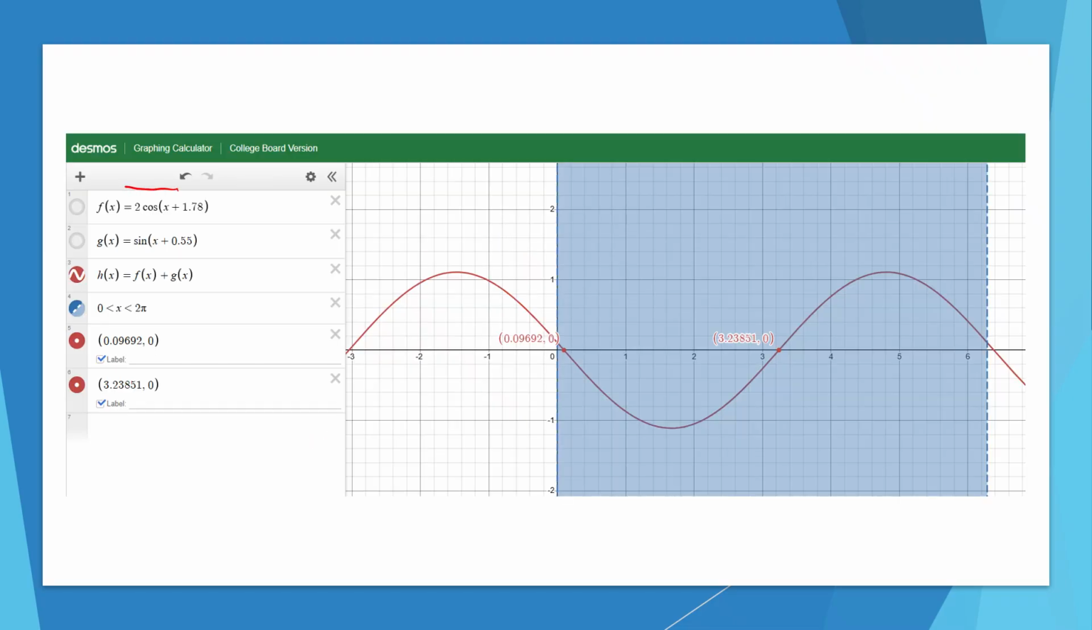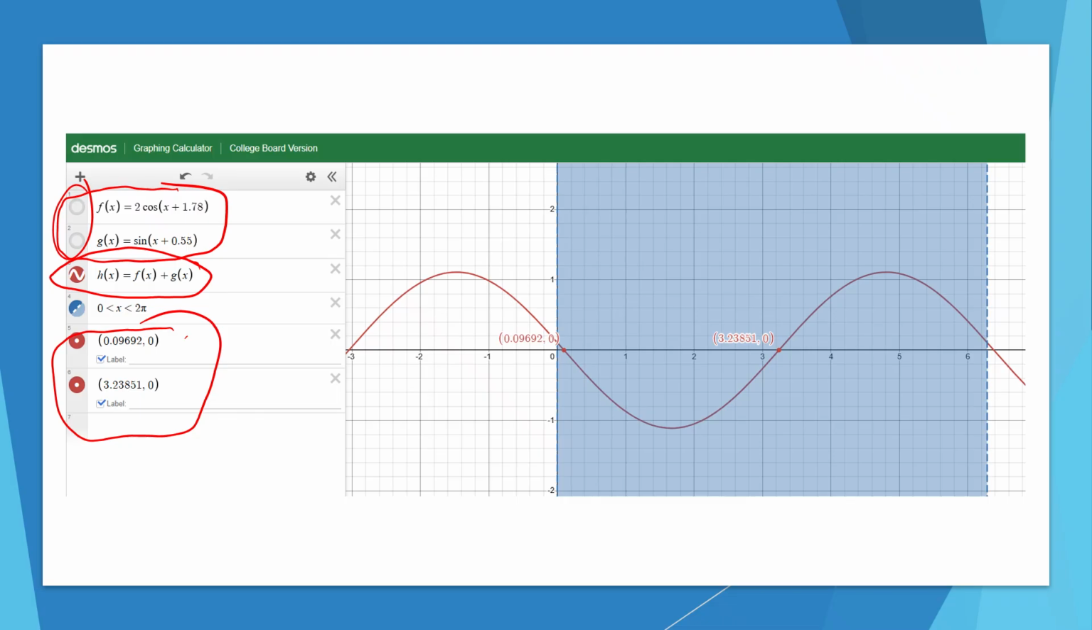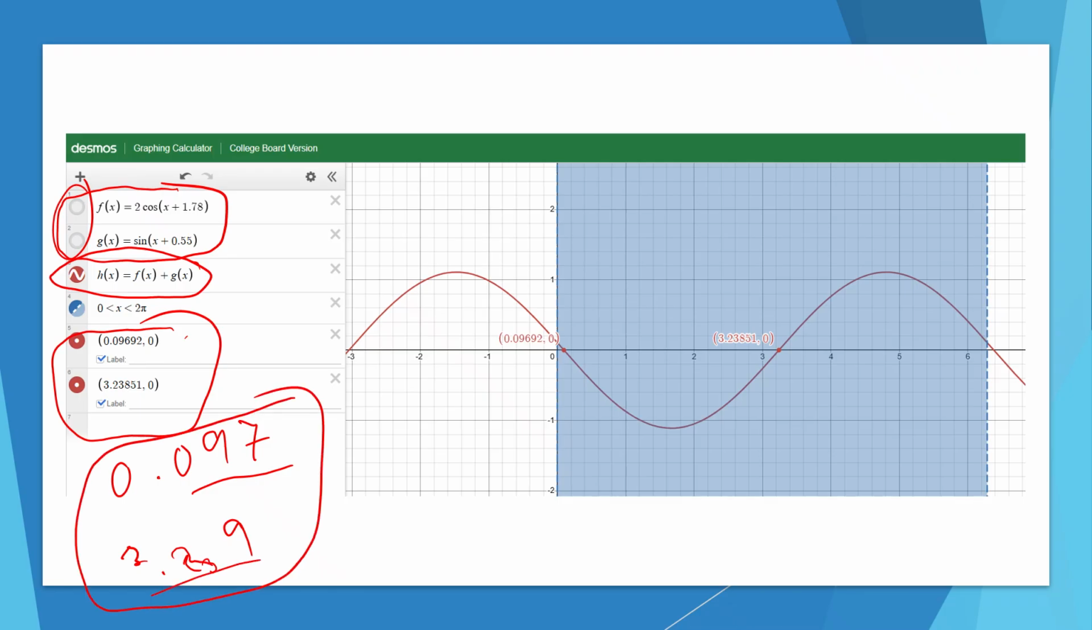Here we have f of x and g of x. I also clicked this button here so we don't show them. H of x is the composite function. That is shown on the graph. And then from 0 to 2 pi, I have it kind of shaded. And then I just highlighted the two zeros of the graph. So that should be our answer, 0.097, rounding to 3 decimal places, and 3.239. Yeah, so those should be our two answers there.